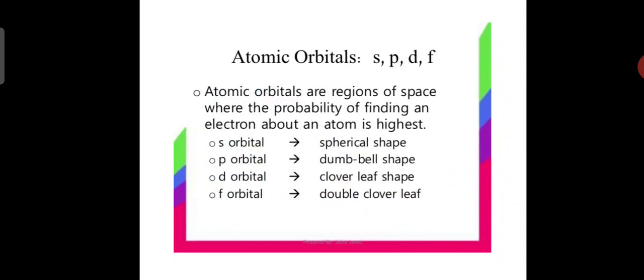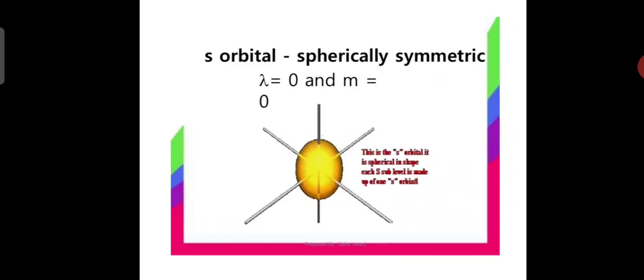These are regions of space wherein the probability of finding an electron about an atom is highest. So the orbital is where you have a big chance of finding an electron, because electrons, remember, move very fast, and you cannot pinpoint exactly where they are at a specific time. So we have S. The S orbital is spherically symmetric. That is its shape, spherical.